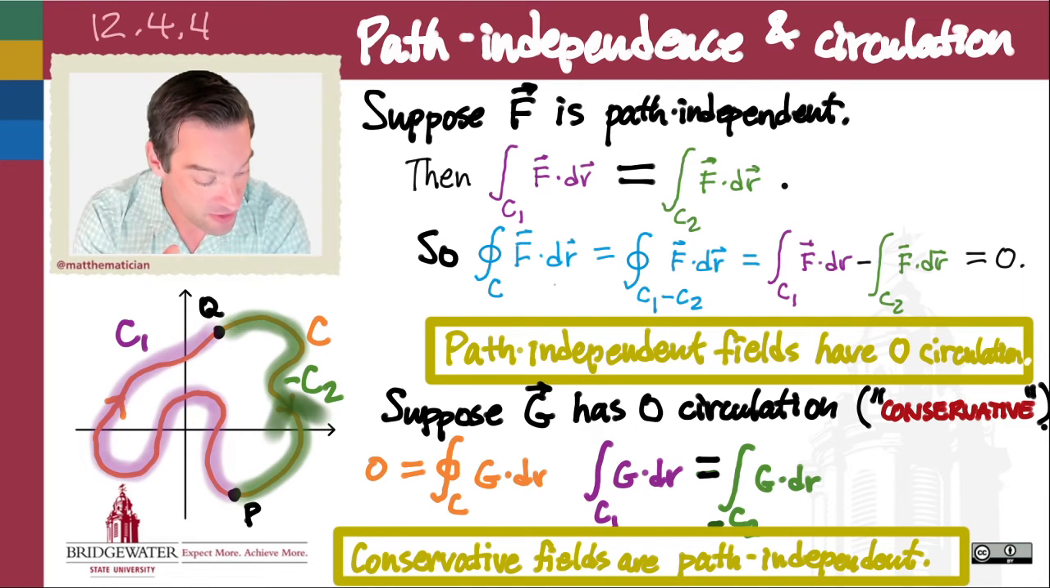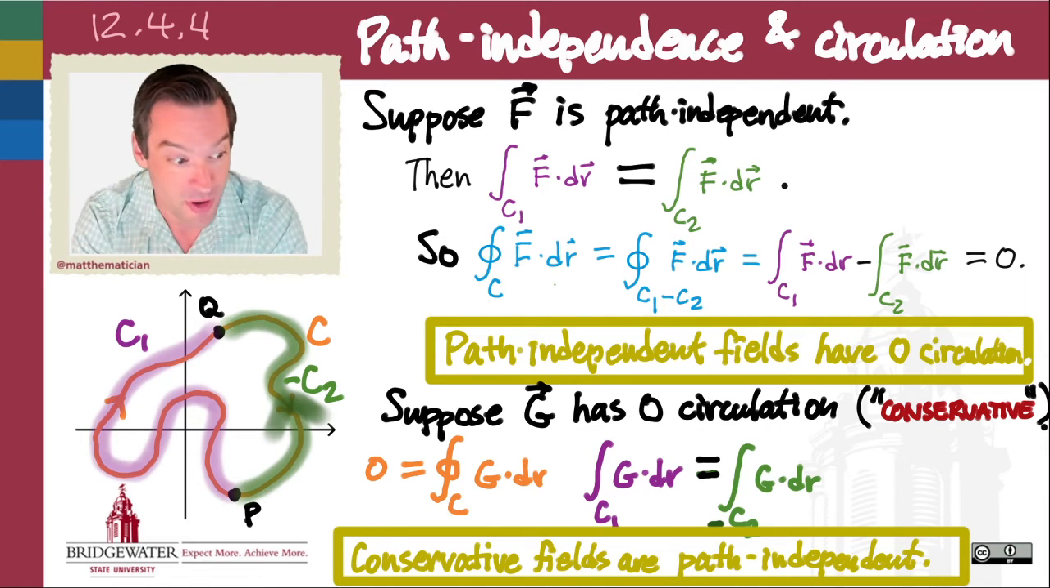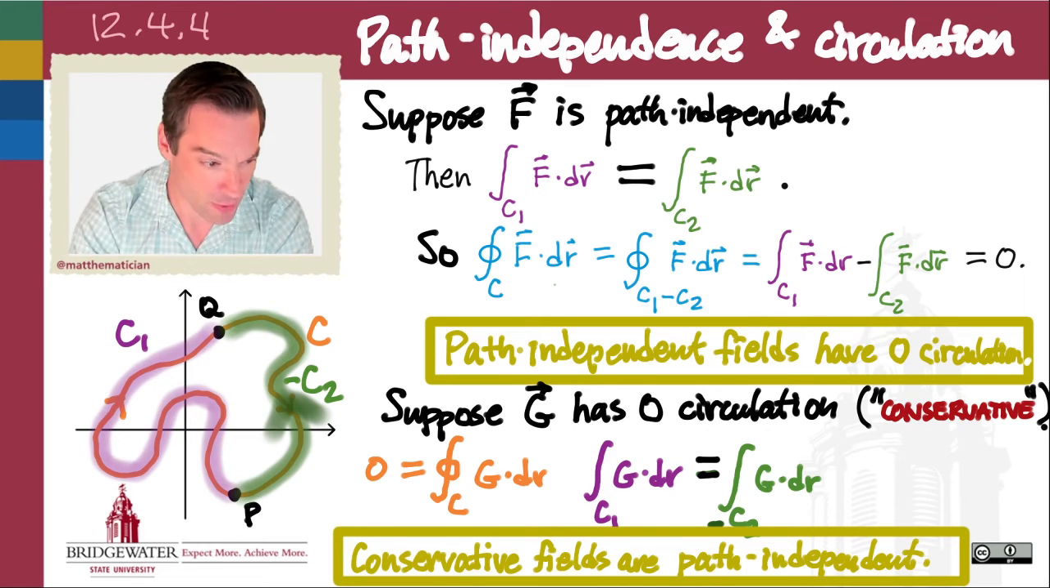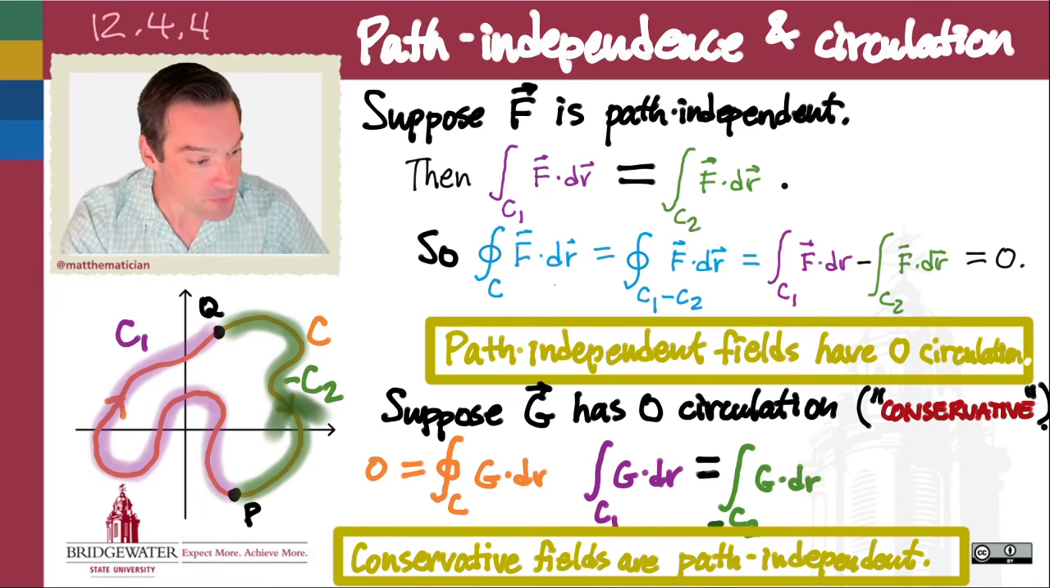That if I have a vector field, all of whose loop integrals are equal to 0, then that guarantees that vector field is also path independent. We can get from point P to point Q, no matter how we get from P to Q, that path integral is going to be equal.